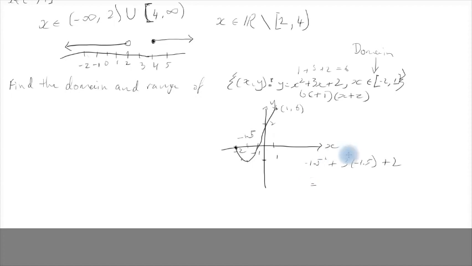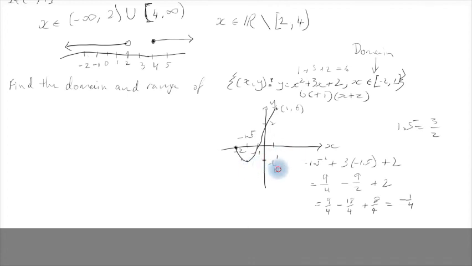1.5 is actually 3 on 2. It's actually easy to use fractions here. So this becomes 9 on 4 minus 9 on 2 plus 2. Now I'll make all the denominators 4 to make this easy for myself. 9 on 4 minus 18 on 4 plus 8 on 4, equals minus a quarter. There we go. So this one here is minus a quarter.